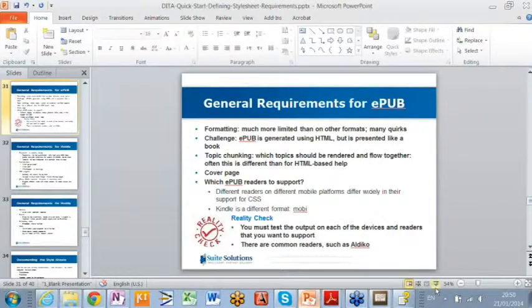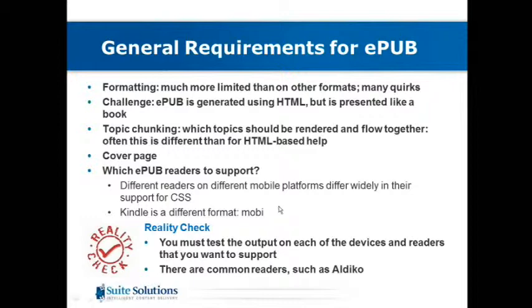So again, the challenge for EPUB is generating HTML, but presented like a book. Topic chunking: generally, you'll chunk your help so that each topic forms one HTML file. But in EPUB, sometimes you're not going to want that. You're going to want a number of topics to flow together. You want to set the chunking rules either in the style sheets or in your maps. Cover page: what you want the cover page to look like. It's very important to think about which EPUB readers you're going to be supporting. Different readers on different platforms differ very widely in their support for CSS. Kindle, if you want to support Kindle, is a different format.